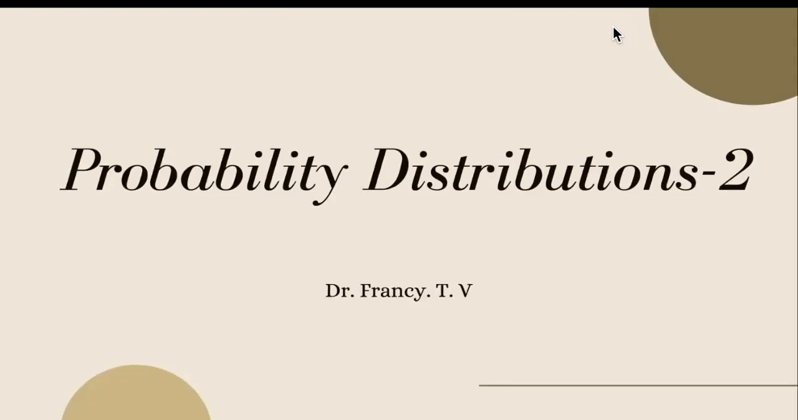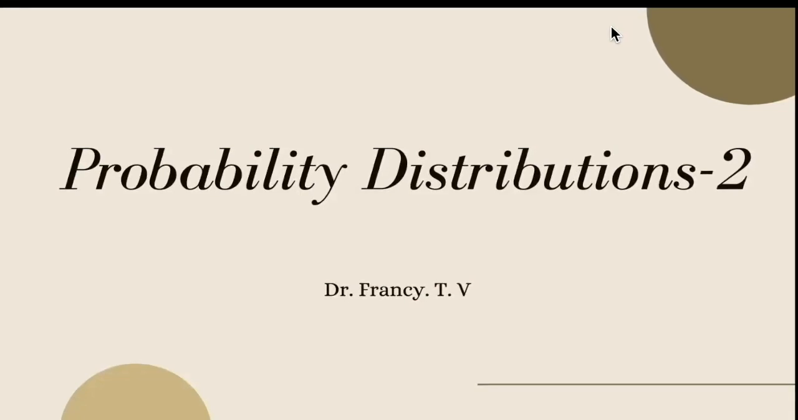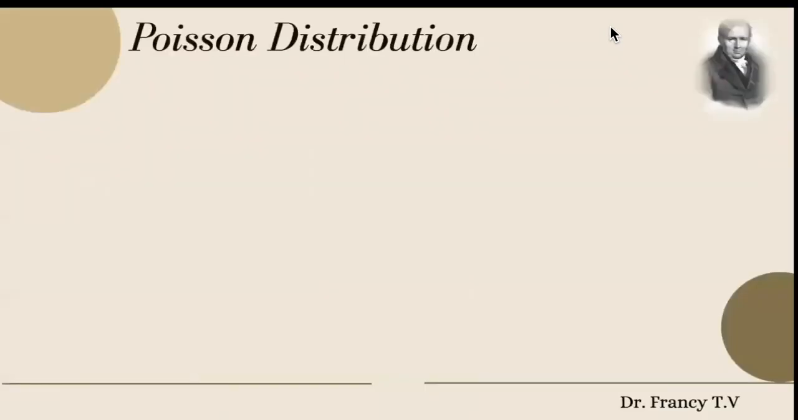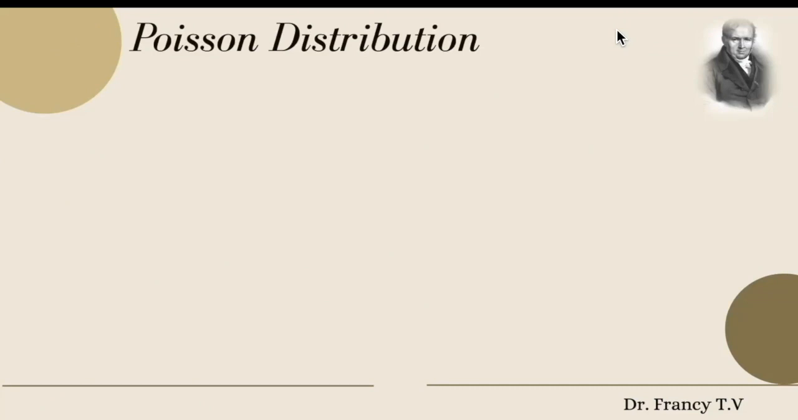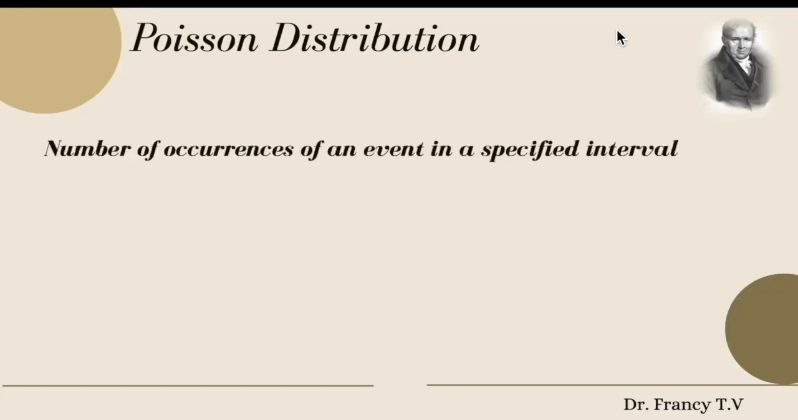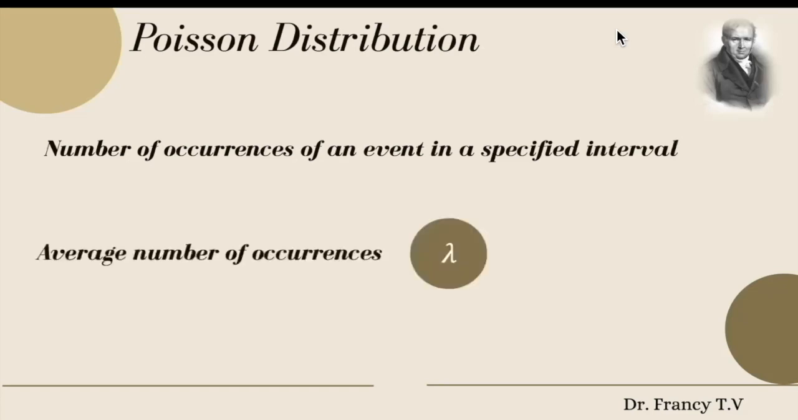This is a continuation of the previous video, probability distributions 1. And in this video, we will discuss Poisson distribution introduced by Simon D. Poisson. If the variable by which the data is generated can be considered as number of occurrence of an event in a specified interval, the data can be modeled using Poisson distribution. For Poisson distribution, there is only one parameter, the average number of occurrence, denoted by Greek alphabet lambda. Hence, the distribution is usually denoted by P lambda.